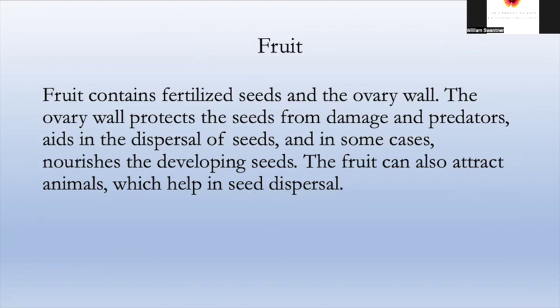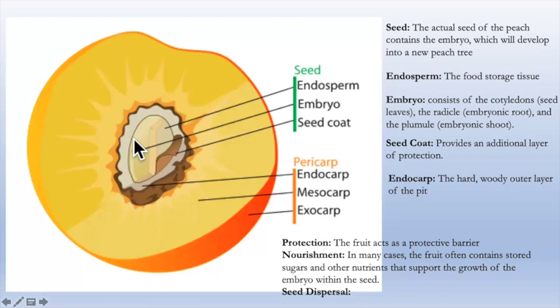Now let's look at fruit. So this is a peach pit. Here we have the seed. The seed contains the endosperm, the embryo, and the seed coat. The seed coat protects the embryo. This is the embryo. The endosperm is food storage for the embryo.